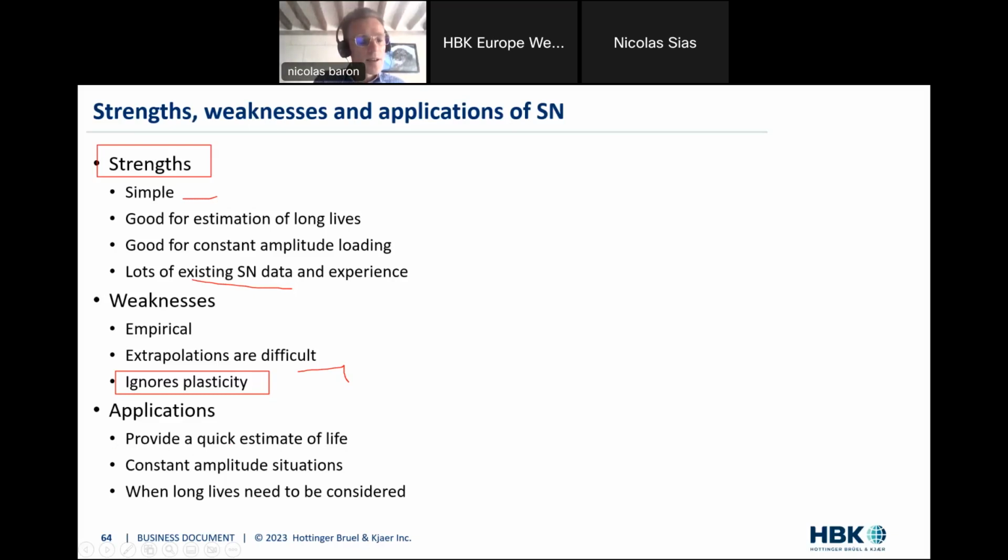The applications of the SN methodology are very wide, and it provides a very quick estimate of life. It's very easy to put in practice. You could even do it with a spreadsheet if you have the will to do so. It's not so easy, but it could be possible in a spreadsheet for simple loadings. As soon as your loading becomes realistic, with things that you've measured in the field, doing that on a spreadsheet becomes very difficult, if not impossible.